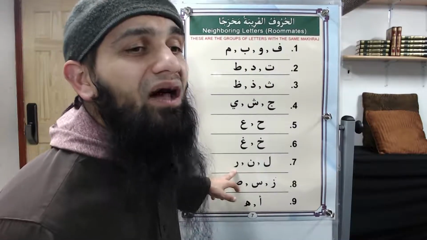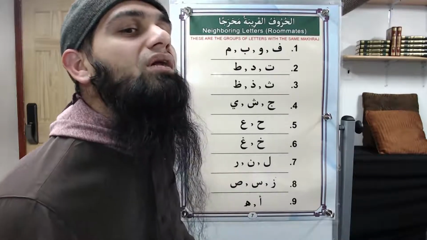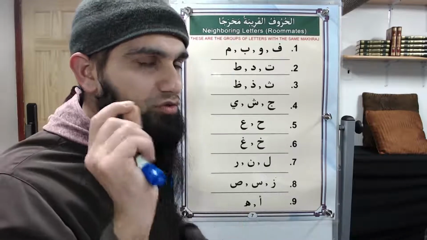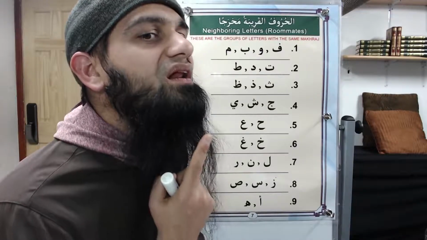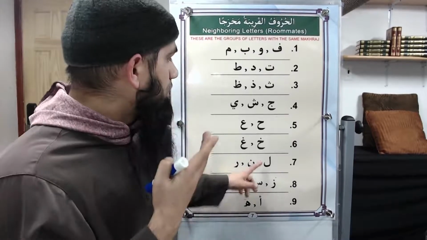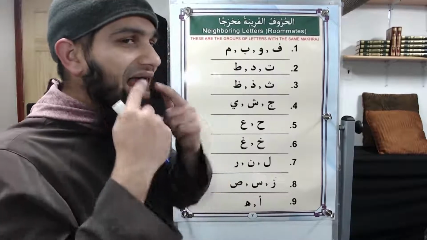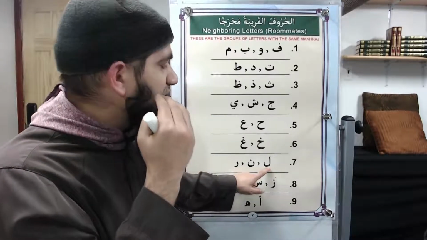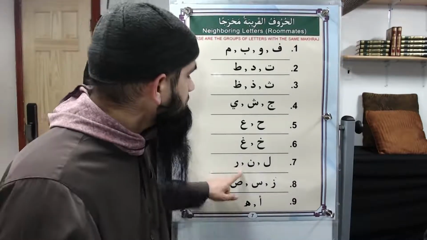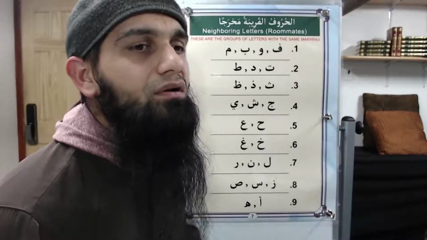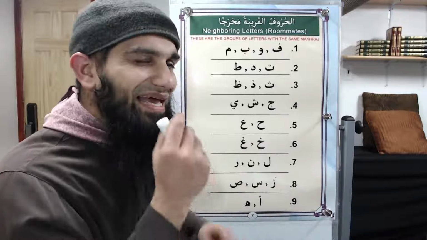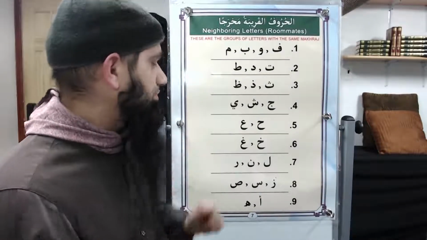And this one? Ra. Ar. Now I repeated it just to show the sound. Arr. You see, the tongue moved even further up than for the noon. So lam is closer to the teeth, noon a bit further away, ra further still, right? So that one is suspended against the upper palate.